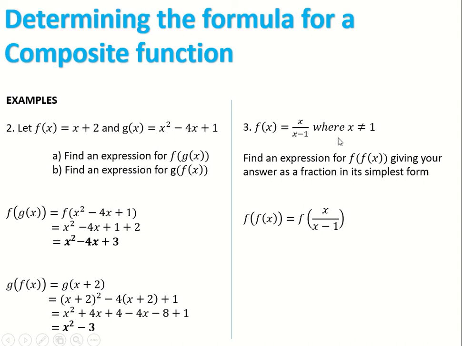Notice here you've got a domain, x cannot equal 1. If x was to equal 1, it'd be 1 minus 1, which is 0. We'd have to divide by 0. But that's not necessarily important for this one. It's important for the question to know that that can be possible. We're not going to do anything with it though.